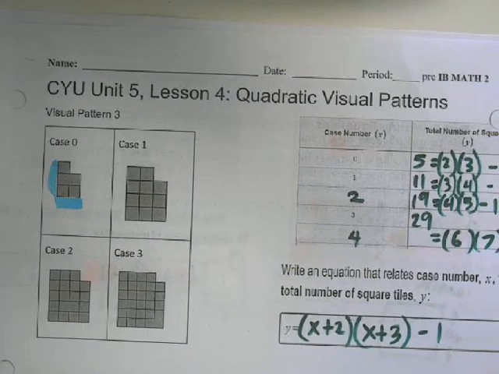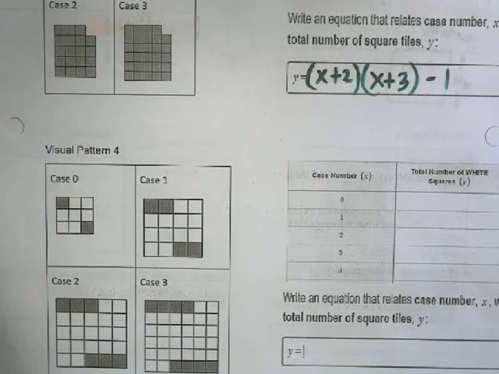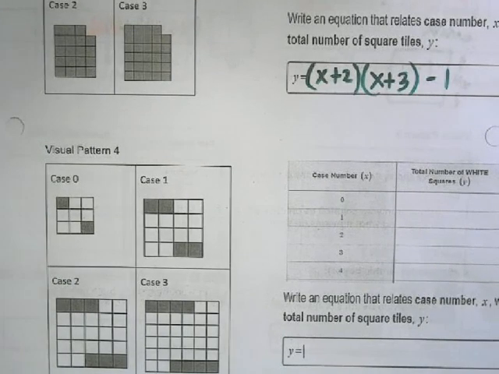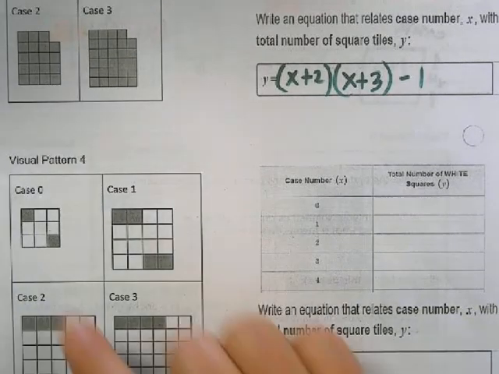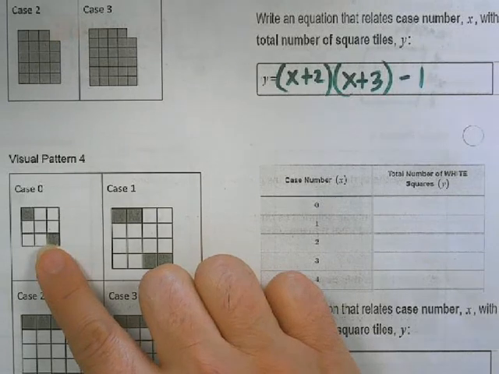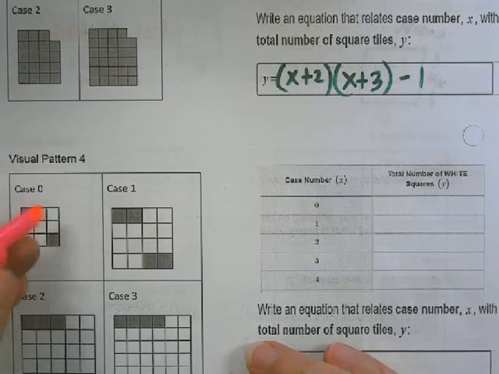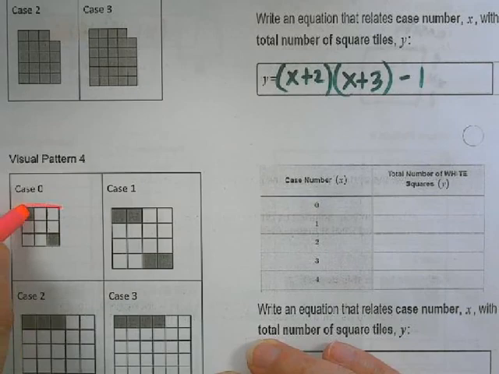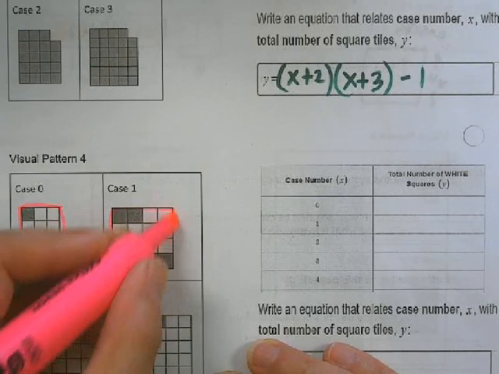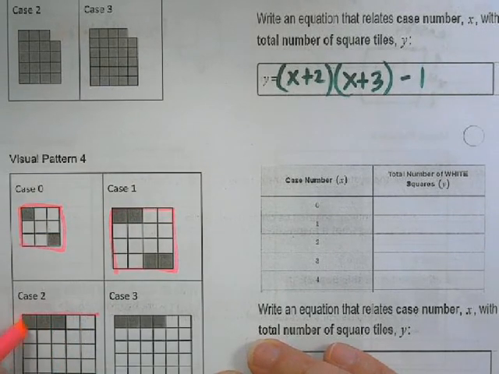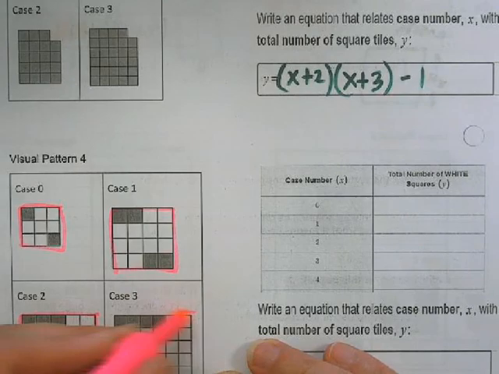Okay, let's look at the next case here. This one was interesting. I'll explain this in two different ways as well. So one way I think of this one is we've got a square that's 3 by 3. We've got a square that's 4 by 4. We've got a square that's 5 by 5. We've got a square that's 6 by 6.